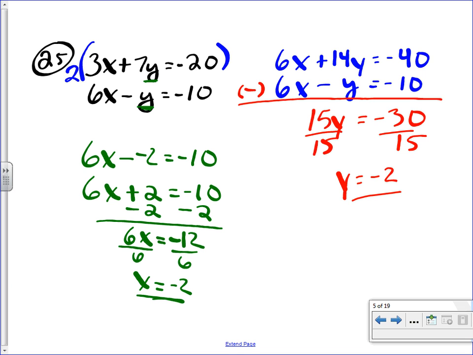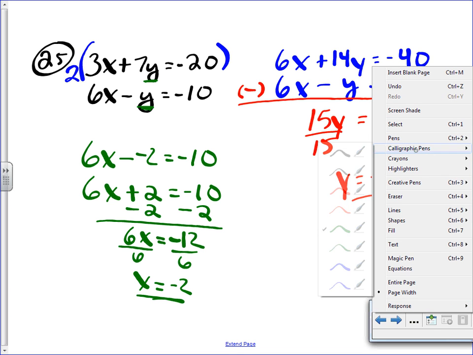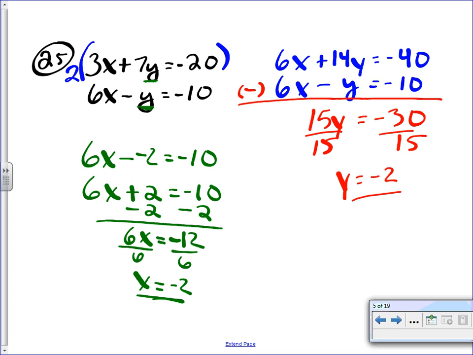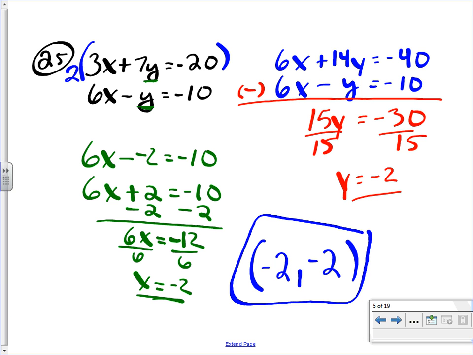So now we're going to finish it up by writing it as an ordered pair. When you write that ordered pair, remember the x comes first, so that's negative 2, and then the y comes last, negative 2. So there's our ordered pair. That's number 25. So for number 26, we're going to turn around and do the same thing.